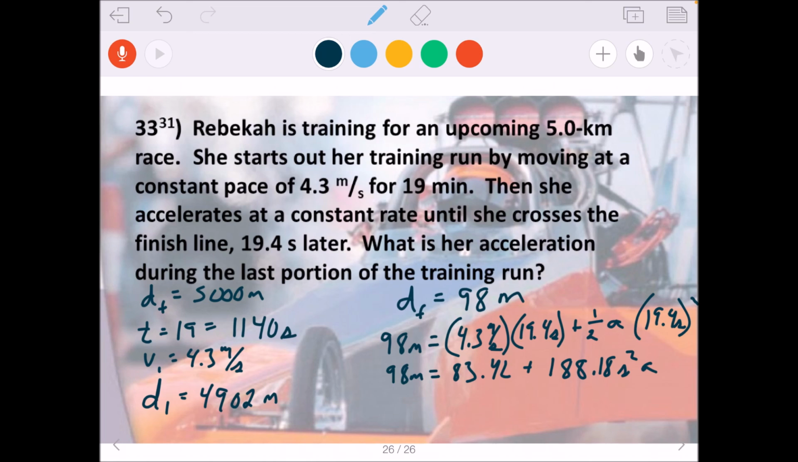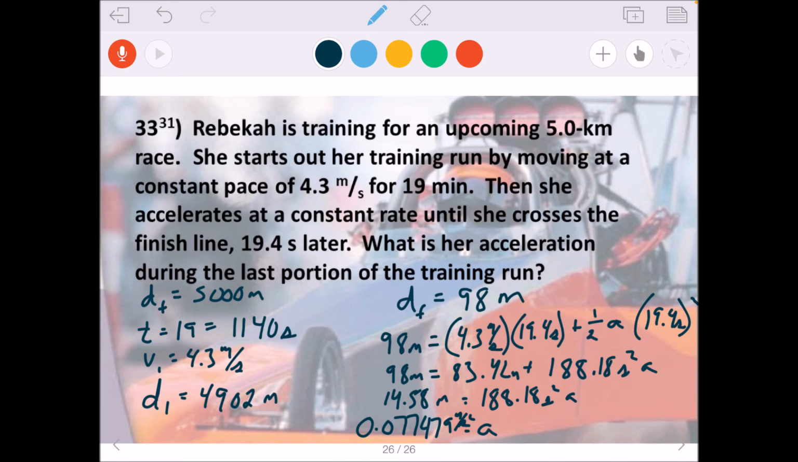Alright, so when I multiply out, I'm going to go ahead and subtract the 83.42 from the 98. It gives me 14.58 meters is equal to 188.18 seconds squared times A. So if I take that amount and divide by 188.18, I get an acceleration of 0.077479, and that'd be meters per second squared.